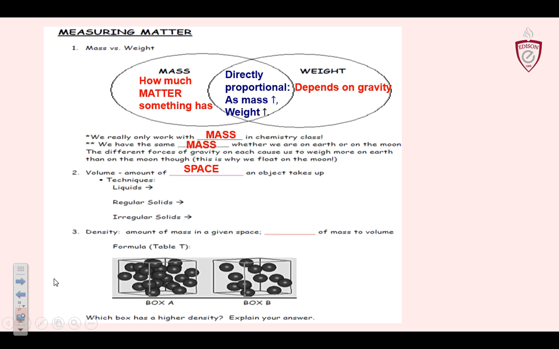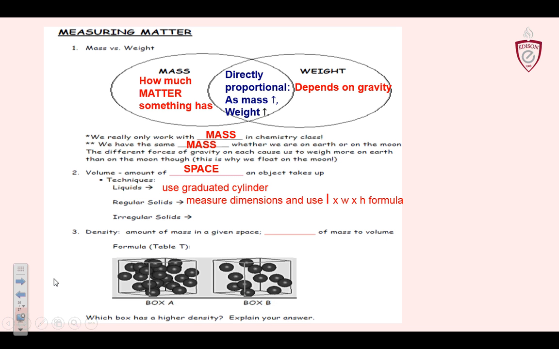Volume definition: the amount of space an object takes up. For liquids, we always want to use a graduated cylinder. Be careful, measure the meniscus, determine what the increments are, and always use one estimated digit. So usually to the tenth decimal place when you're measuring liquids.